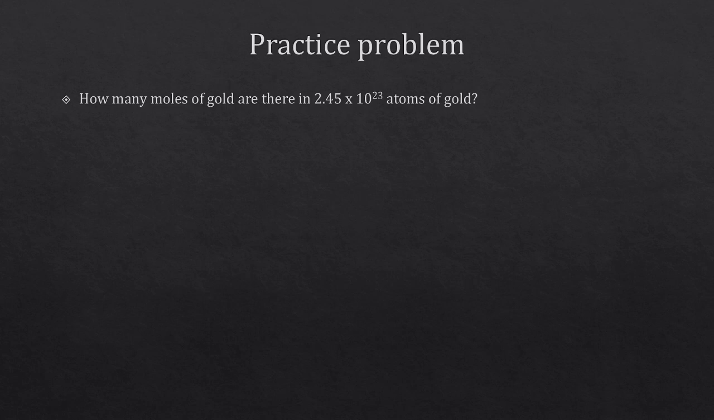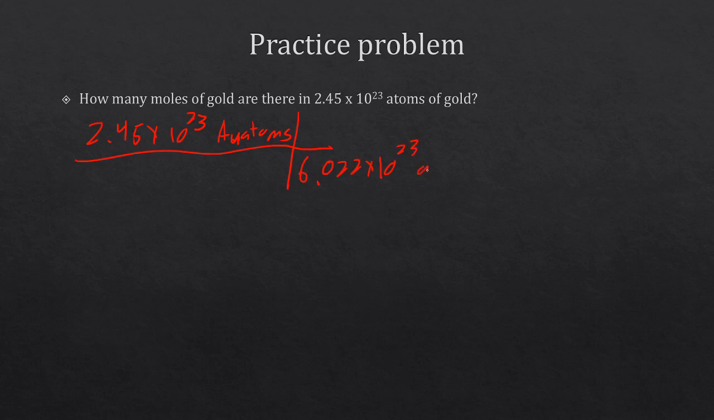Now that you've solved it, hopefully, let's take a look at it. If I have 2.45 times 10 to the 23rd gold atoms, that should be Au. What I know is that for every 6.022 times 10 to the 23rd atoms that I had, I would have 1 mole of those gold atoms. So my atoms would cancel.